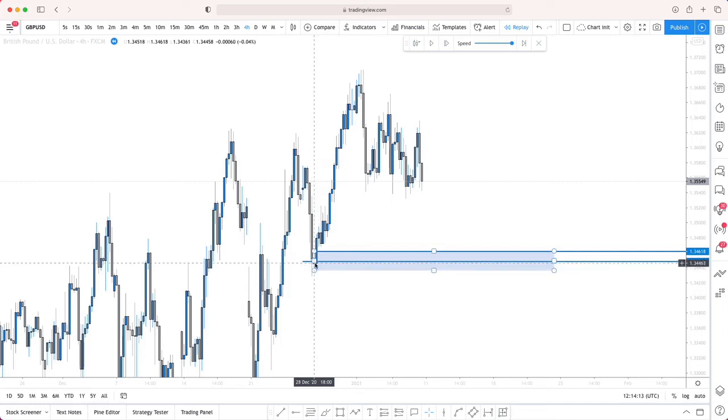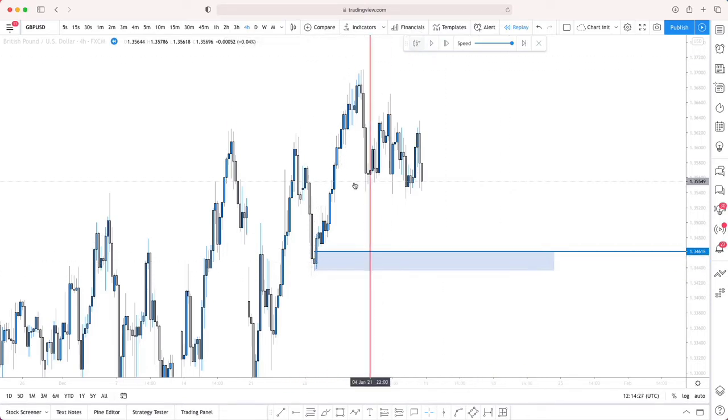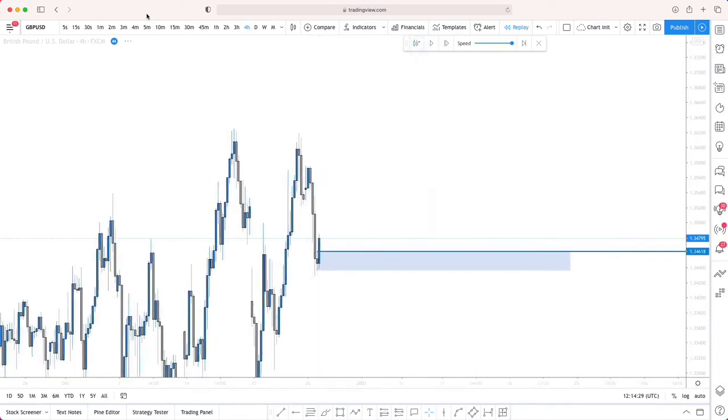Sometimes you won't find anything that's overly clear to refine, right? But it's up to you how you wish to do it. So you can either put an alert at the 50% and the open, and then wait for price to react to give you that confirmation entry. Alternatively, you can do this. You can go back to this OB and you can refine it.